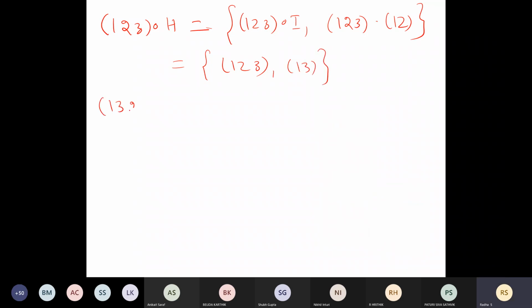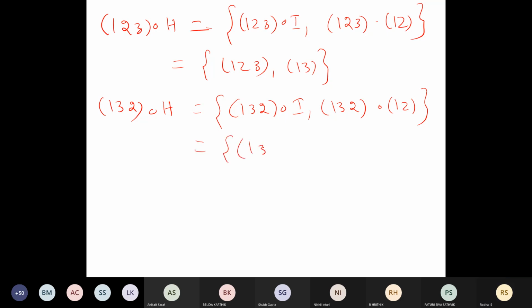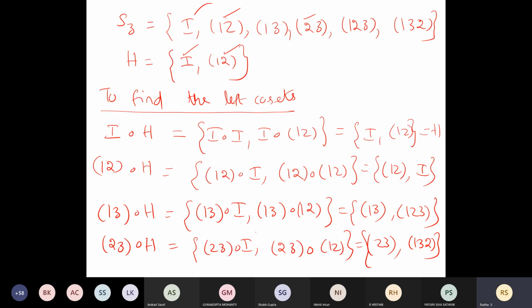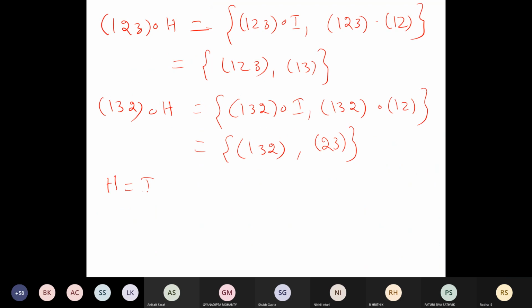Next, 1, 3, 2 into H. Can you please do this? 2, 3. I think we have completed all 6 possibilities. Out of these, these two are one and the same: H, I composition H and 1, 2 composition H are all the same.